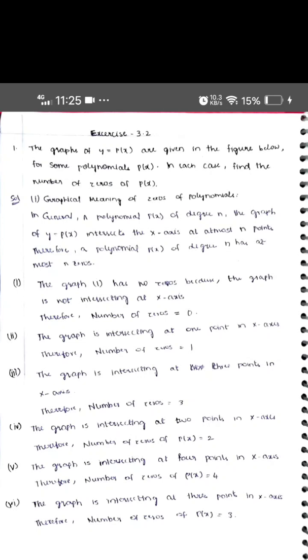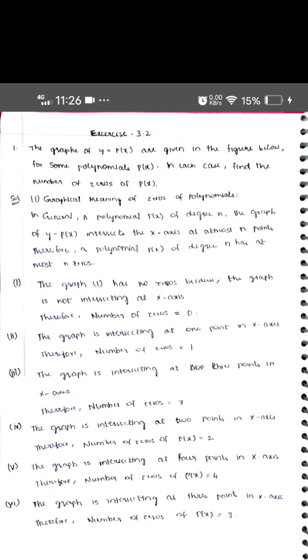The next exercise in class 10 is 3.2, and the first bit is: the graphs of y equals p of x are given in the figure below for some polynomials p of x. In each case, find the number of zeros of p of x. So first one is the graphical meaning of zeros of a polynomial.